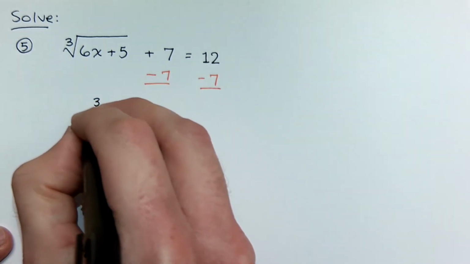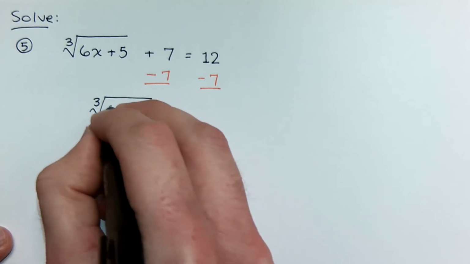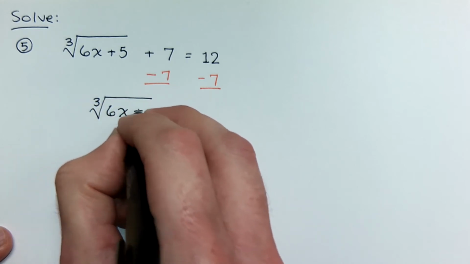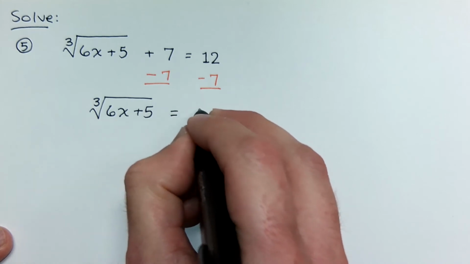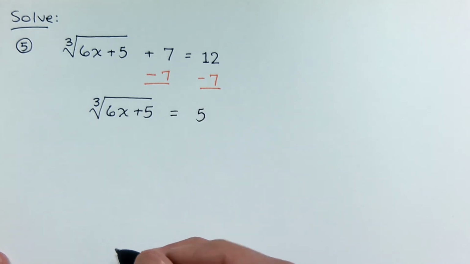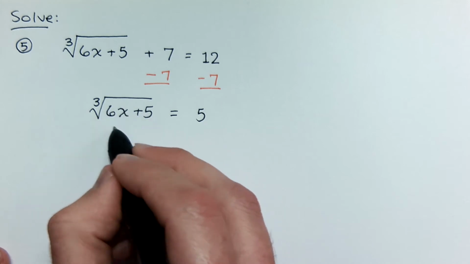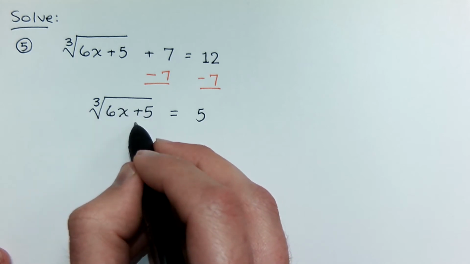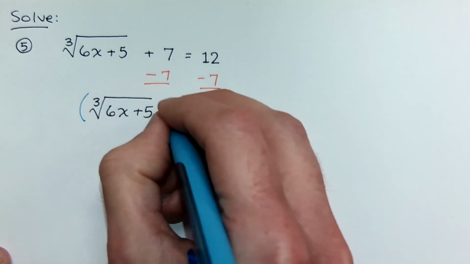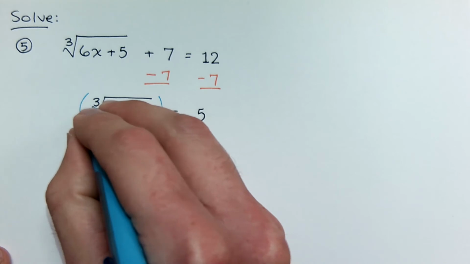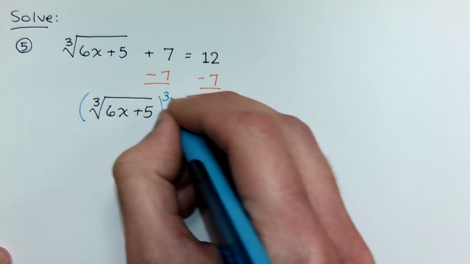So now I have the cube root of 6x plus 5 equals 5 on the right side. Now before I can get to the goodness of this radicand of the 6x and the 5, I have to get rid of the radical. To undo a radical, we raise both sides to a power that matches the index. So I'm going to cube both sides.